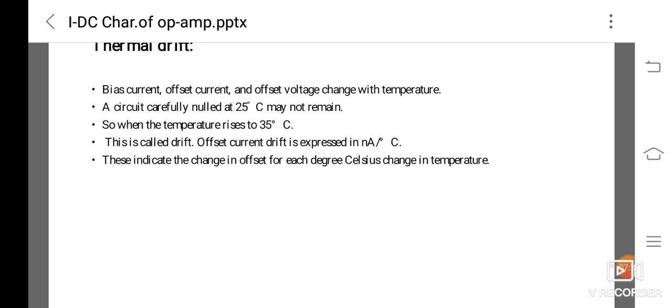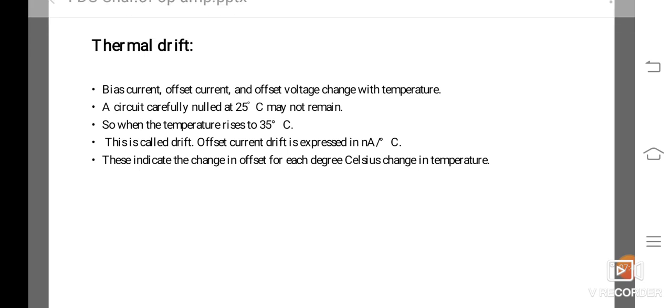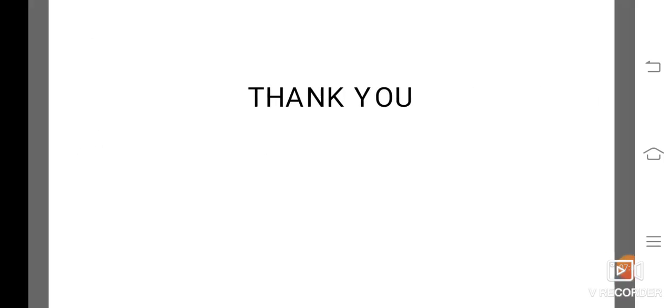Therefore, the DC performance characteristics are input bias current, input offset current, input offset voltage and the thermal drift. That's all. Thank you.